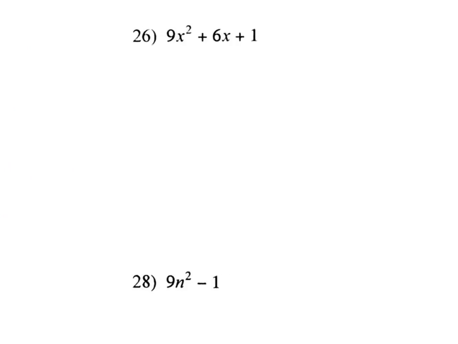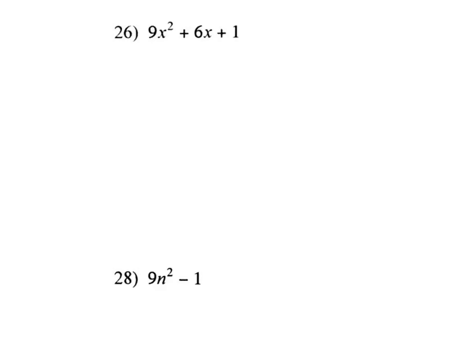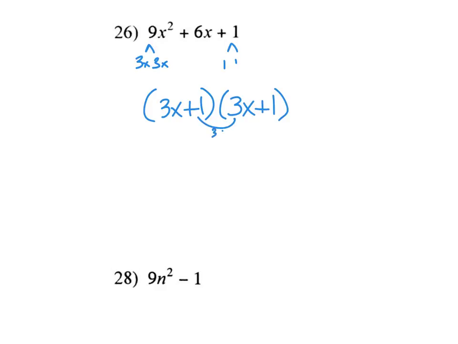All right, if we look at 26, very similar. I'm splitting this apart, 3 and 3, 1 and 1, and I guess that's 3x, if that makes you feel better. So I've got 3x plus 1, 3x plus 1. Remember, if this middle sign had been a negative, both of those would have been minus signs, 3x minus 1, 3x minus 1. All right, then we just want to check 3x, that's going to give me 6x, so I know that what I did was right. So my final answer here is 3x plus 1 squared.